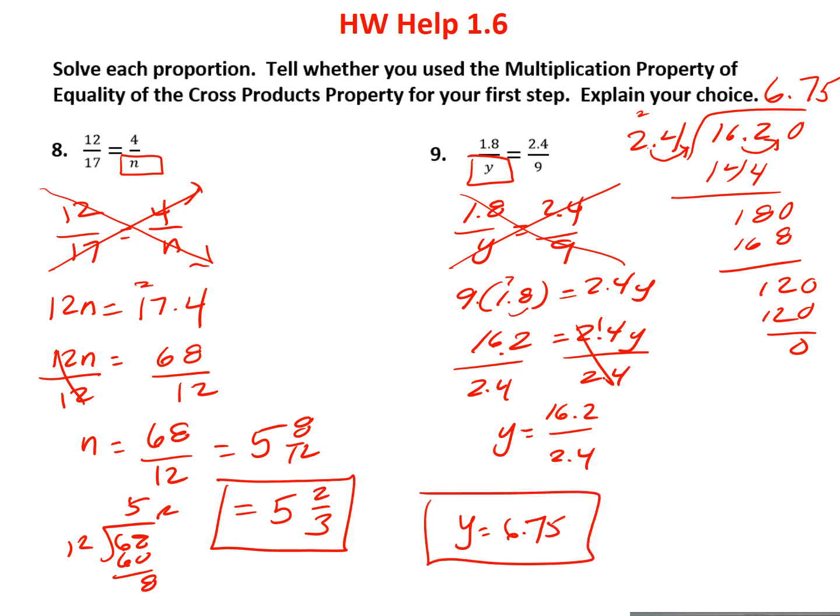That's one that probably would have been easier to have done simply with your calculator. Notice again 8 and 9 compared to the 4 previous. Because the variable in the proportion was in the denominator, we used the cross product property.